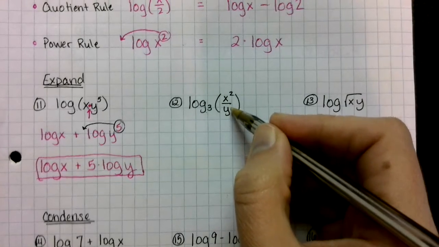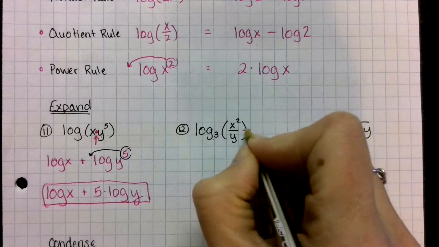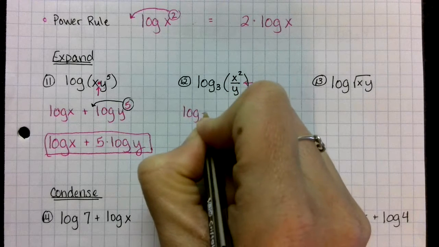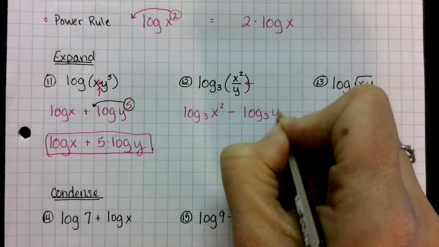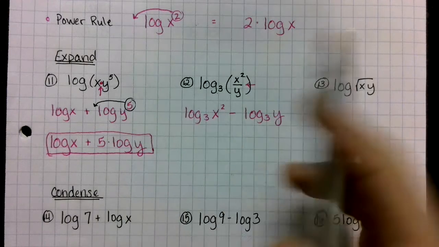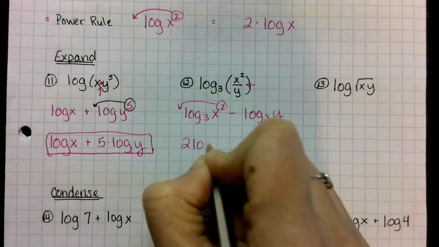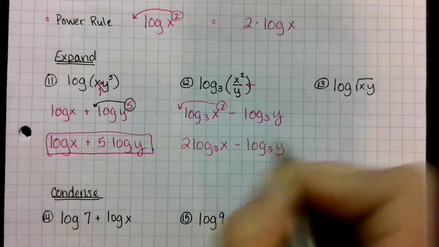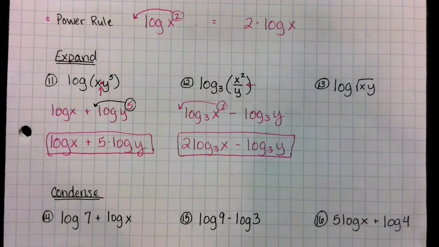Okay, so with division, going back up here, division goes hand in hand with subtraction. So where it's divided, that's how I'm going to split it into two logs. So I'm going to have log base 3 of x squared minus log base 3 of y. And again, anytime you see an exponent, you're going to be using the power rule. So I'm going to take this 2 and I'm going to move it out front. So I'm going to have 2 log base 3 of x minus log base 3 of y. And that is my full expanded form.